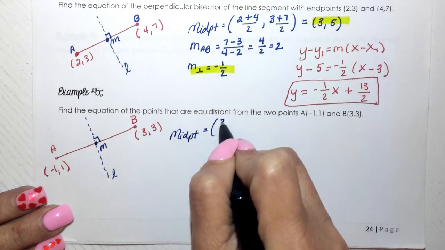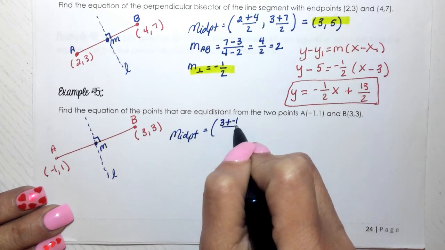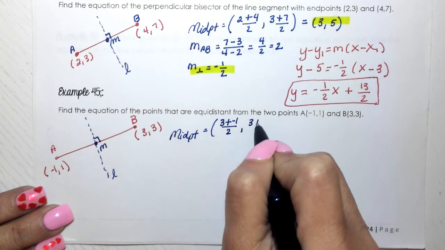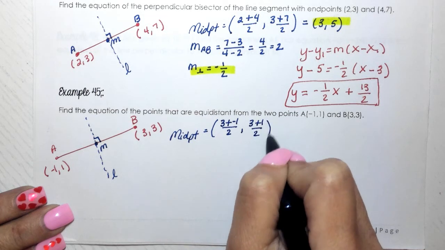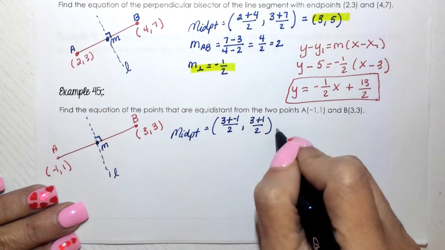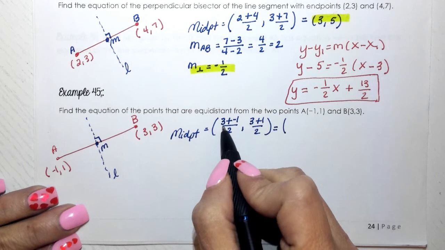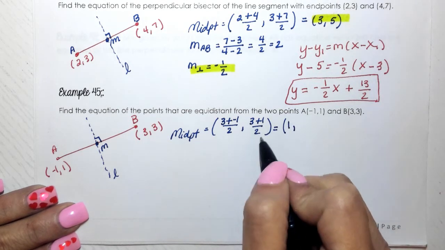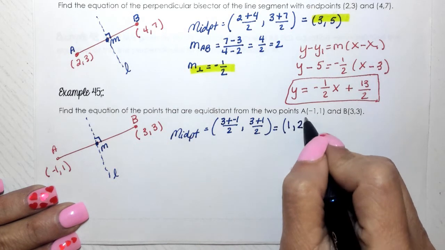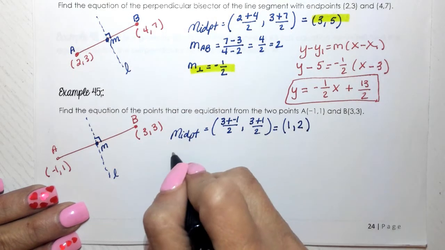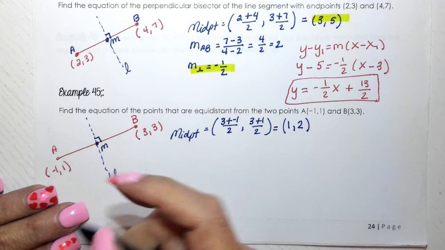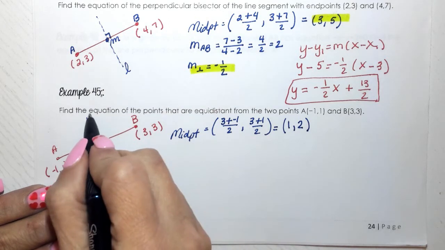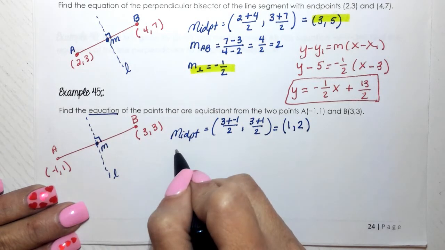Then the midpoint is going to be (3 plus negative 1) over 2 and (3 plus 1) over 2. So the midpoint is 2 over 2, which is 1, and 4 over 2, which is 2. So there's my midpoint. Now I'm finding the equation, so I'm going to need a slope, right?